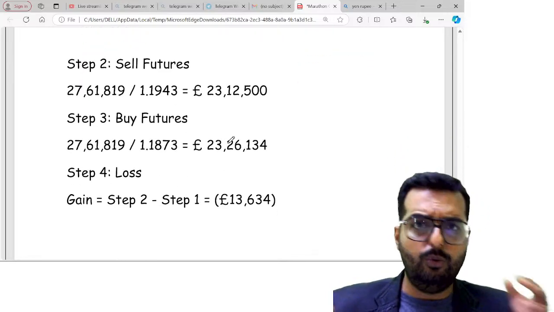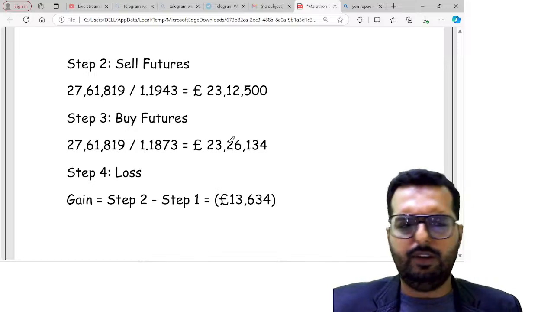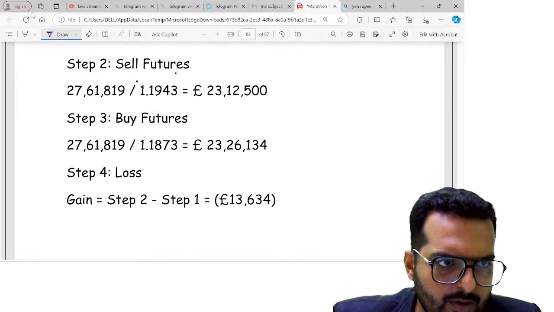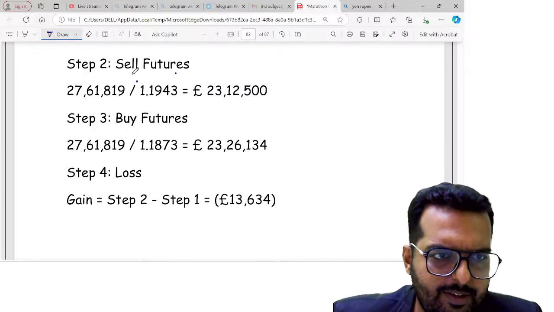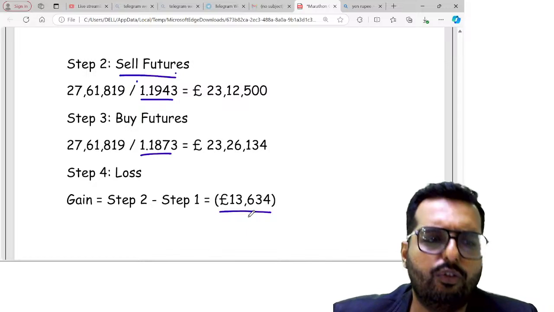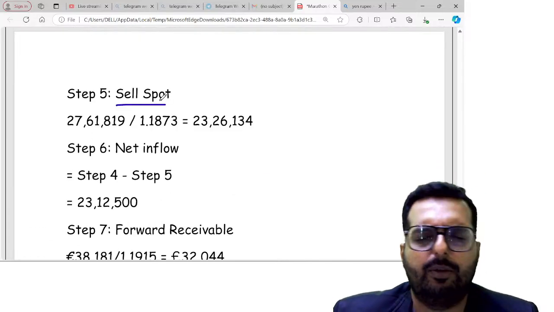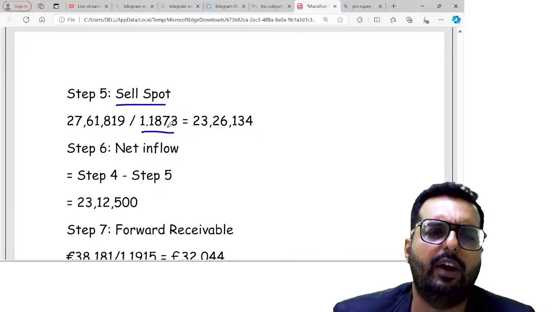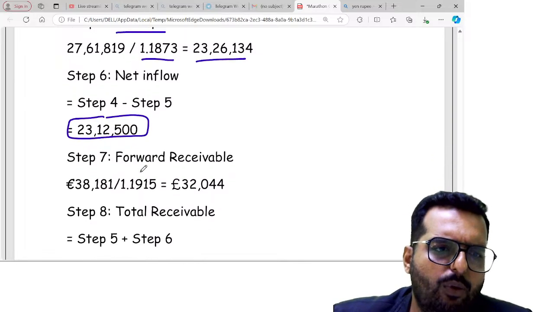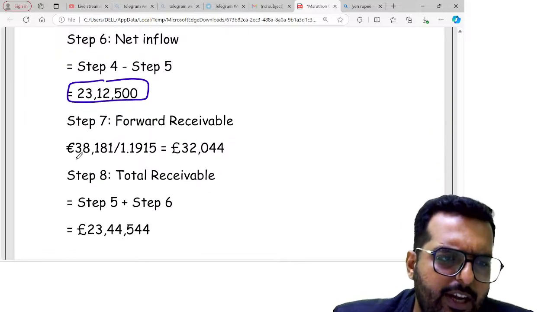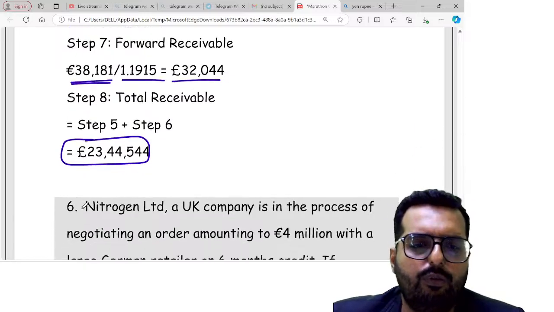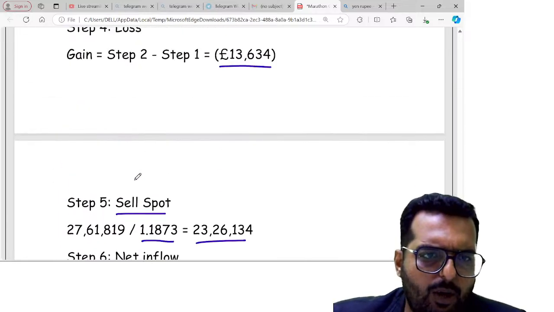So here what happens next? Now it's the receivable: sell future, buy future, sell spot. So you will sell future at what price now? Okay, you will be selling future at 1.1943, buy at 1.1873, you will make a loss. And then what will you do? Sell spot. So here it sells spot at 1.1873. Your net inflow will be 23,12,500. Whatever is the balance unhedged portion, that 38,181 euro will go under forward receivable. Total you will get 23,44,544. Can you write down and finish it off, friends?